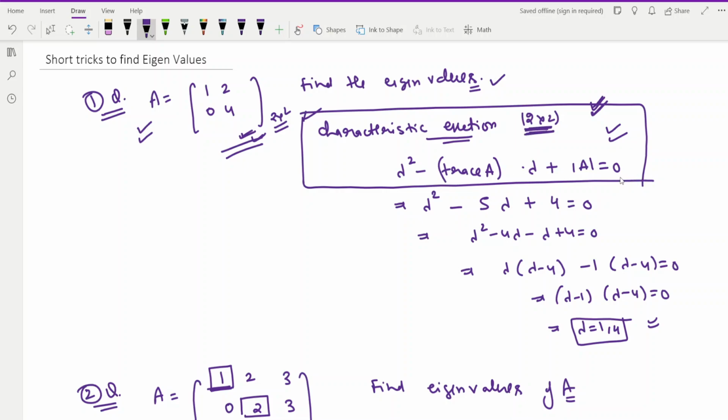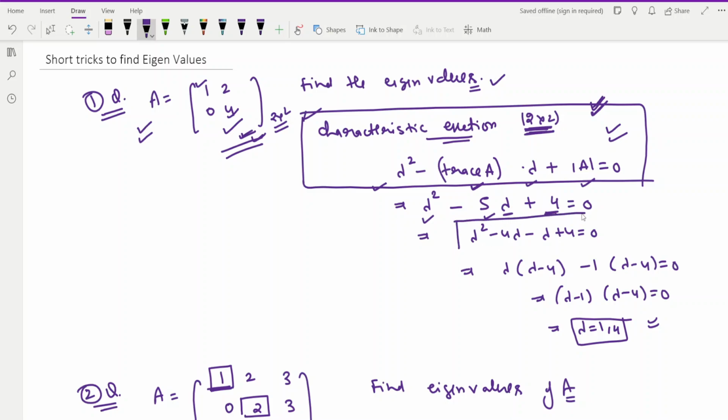So what is the updated form of this characteristic equation? That is lambda square minus trace of A into lambda plus determinant of matrix A equal to 0. So lambda square is as it is. What is the trace of this matrix? That is 1 plus 4, so it will be 5 into lambda as it is, and plus the determinant of this matrix, which is 4. So plus 4 equal to 0.